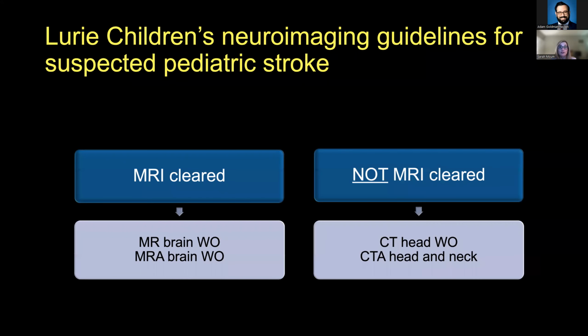During a stroke code at Lurie Children's, this is how imaging proceeds. If patients are cleared for MRI, we proceed with non-contrast MR brain and non-contrast MRA brain exams. However, if the patients are not cleared for MRI, for example, in a cardiac patient with a retained lead, patients will go for non-contrast CT head and CTA head and neck imaging. In contrast to what may be seen at adult centers where imaging is CT driven, pediatric stroke protocols, as we've mentioned, are MR driven. This again is because MRI has high sensitivity for acute infarct, can adequately differentiate stroke and stroke mimics, and does not require radiation.